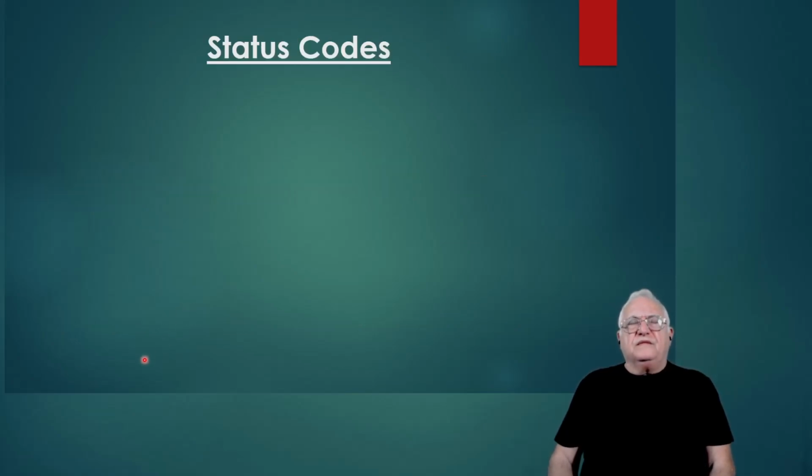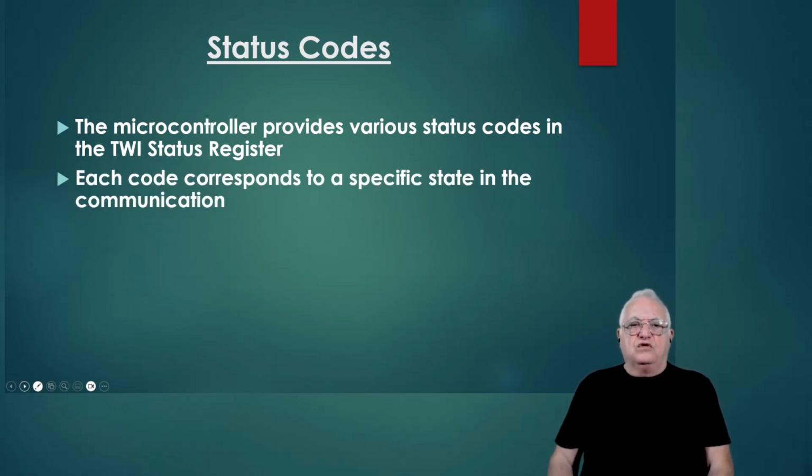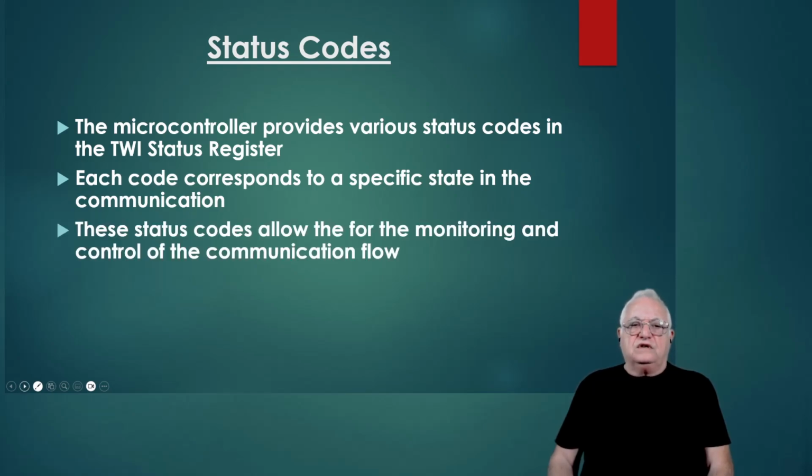Now, status codes. Every time I show that something happened from the master, such as the start and so forth, the way that the master or the slave knows that the sequence was successful is by monitoring status codes. So the microcontroller provides various status codes in the TWI status register. That's where you go to read the status code. Each code corresponds to a specific state in the communication. These status codes allow for the monitoring and control of communication flow.